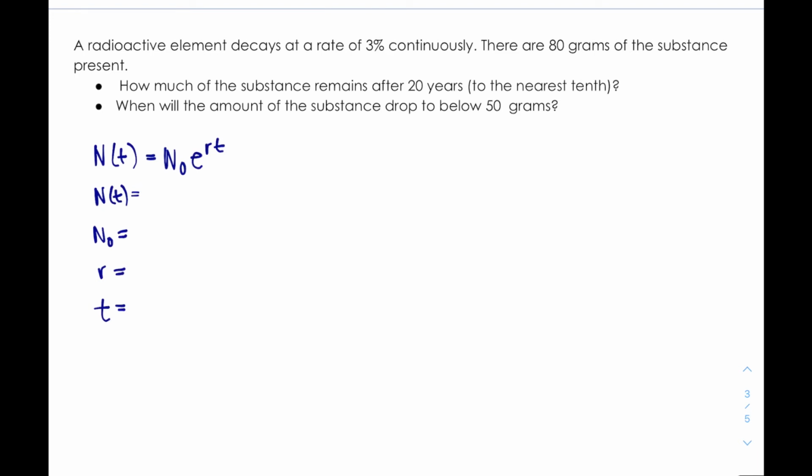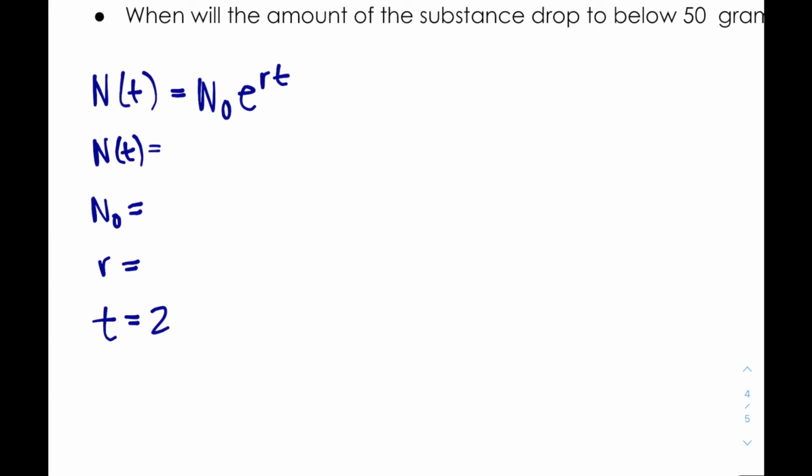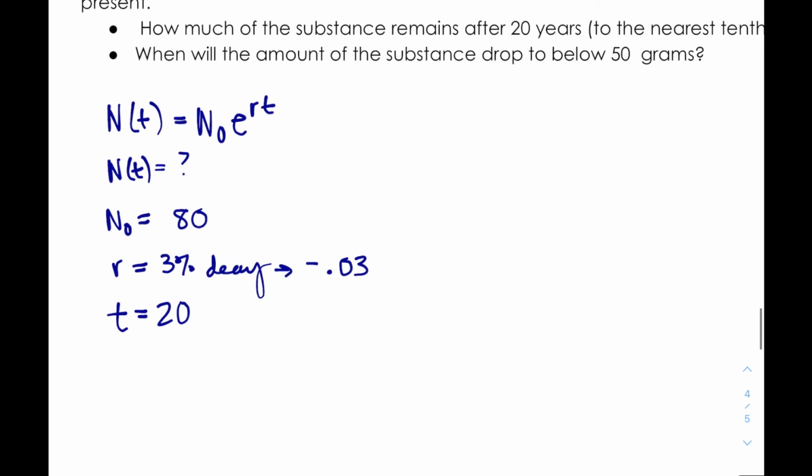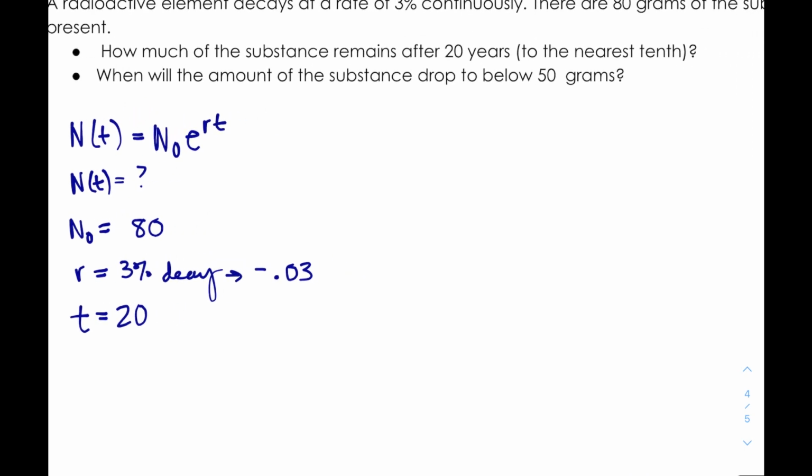We know the time is 20 years, right? We are looking for the amount of decay after 20 years. We know we're starting with 80 grams. The rate is a 3% decay. So what we have to be careful with here is whenever we put it in a formula, we put it in as a decimal, but also since this is a decay, the rate is negative. So I have to make it negative 0.03. Okay, this is what I'm looking for. I'm looking for the amount I have after 20 years.